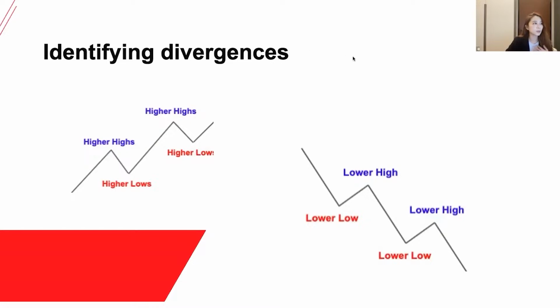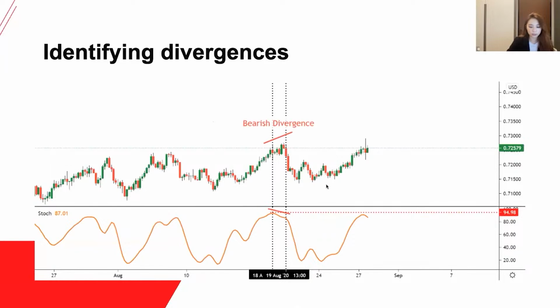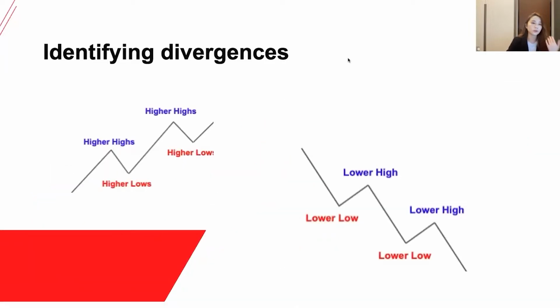Okay, so this is what we are looking at: identifying divergence. So for those that are familiar with divergence, I think this slide will be much easier for you guys. However, for those that are not familiar with it, first of all, we have an upward looking trend with higher highs and higher lows, and a downward moving trend with lower highs and lower lows.